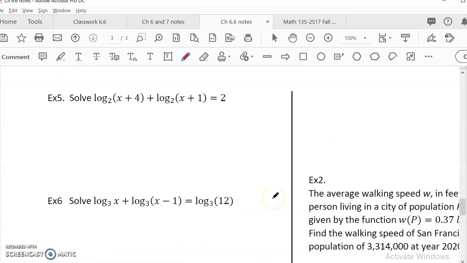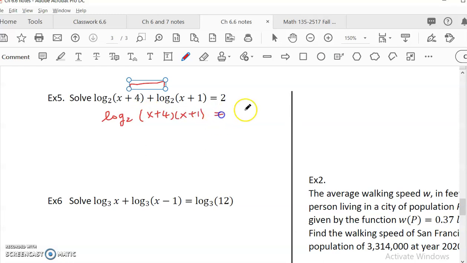The next one, solve this. This is trouble because I have a number on this side and there's 2 logs. If I have 1 log and 2, then I can say 2 to the 2 equals this, but I have 2 logs. So I have to use log rules to combine them. It is an add, so that means multiply, right? When you combine them, they become multiplying.